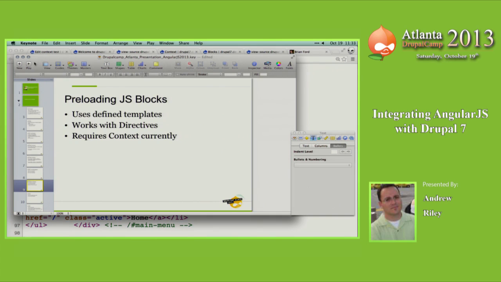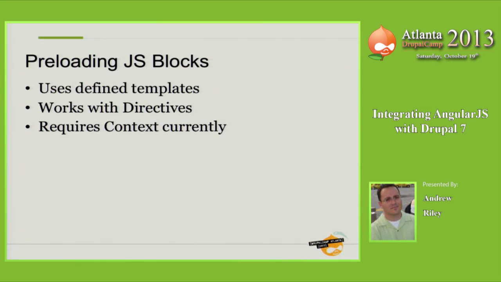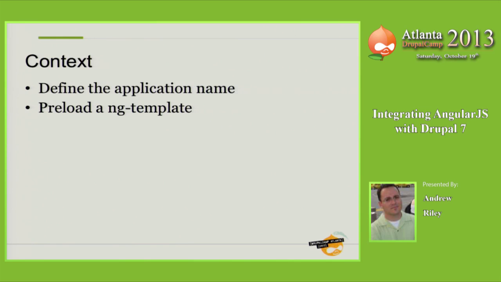Oh yeah, and right now, based on the state of the module, if you are going to use that ng template, you do need to use the Angles context module to be able to load it. Once panels is in there completely, it will be a little different, and you can use either, but for right now, you can only do that. So remember, if you're using the context module, you're going to be using it to define the application name or preload an ng template. Other than that, it doesn't do anything special.